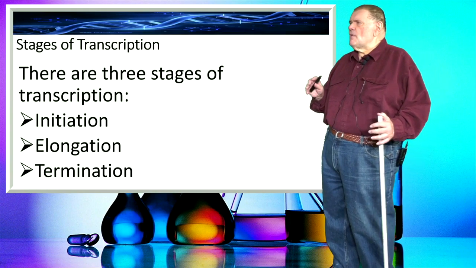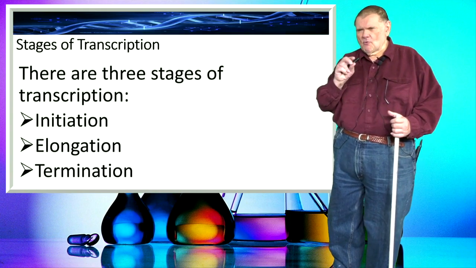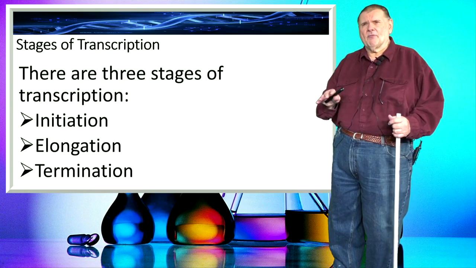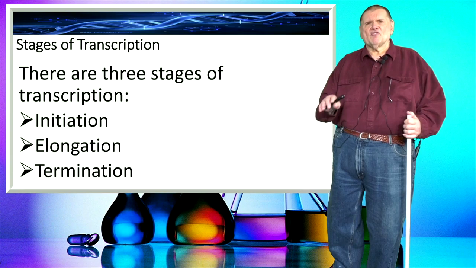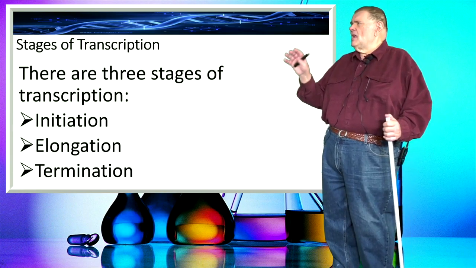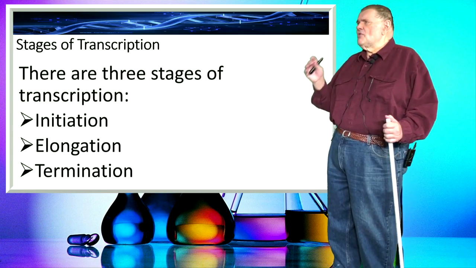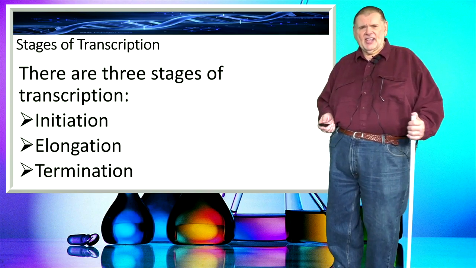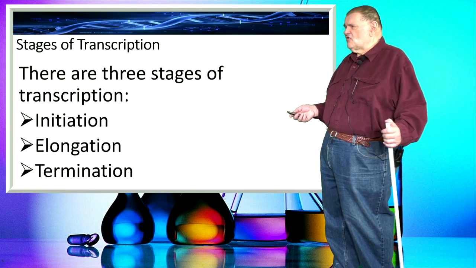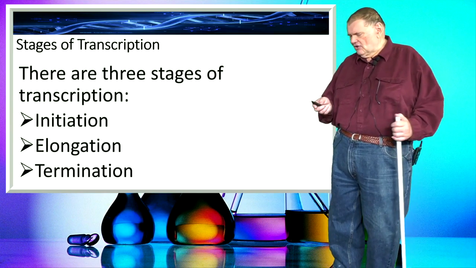Stages of transcription. So we talked before about the three types of methods of getting the information from DNA to protein. Within the transcription, there are three different stages for that. There's initiation to get it started, elongation, and then termination to make it stop.